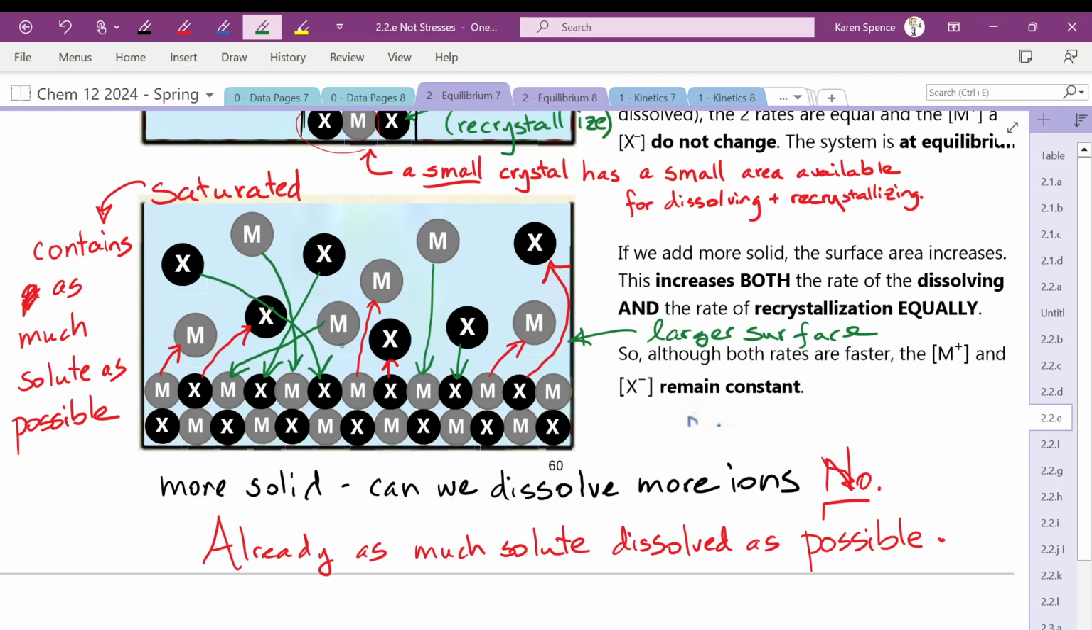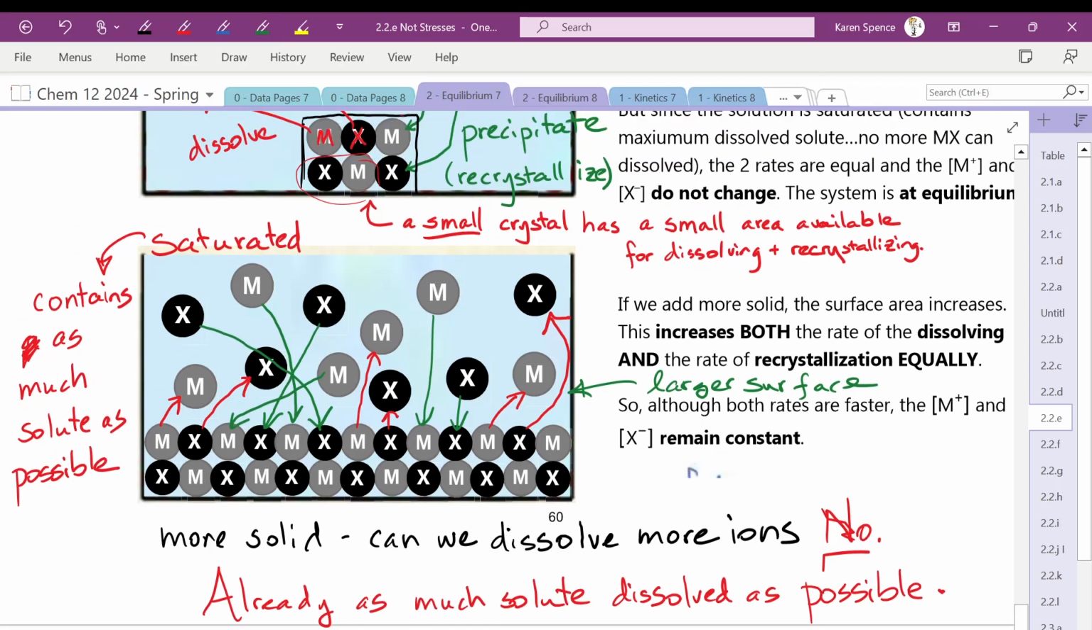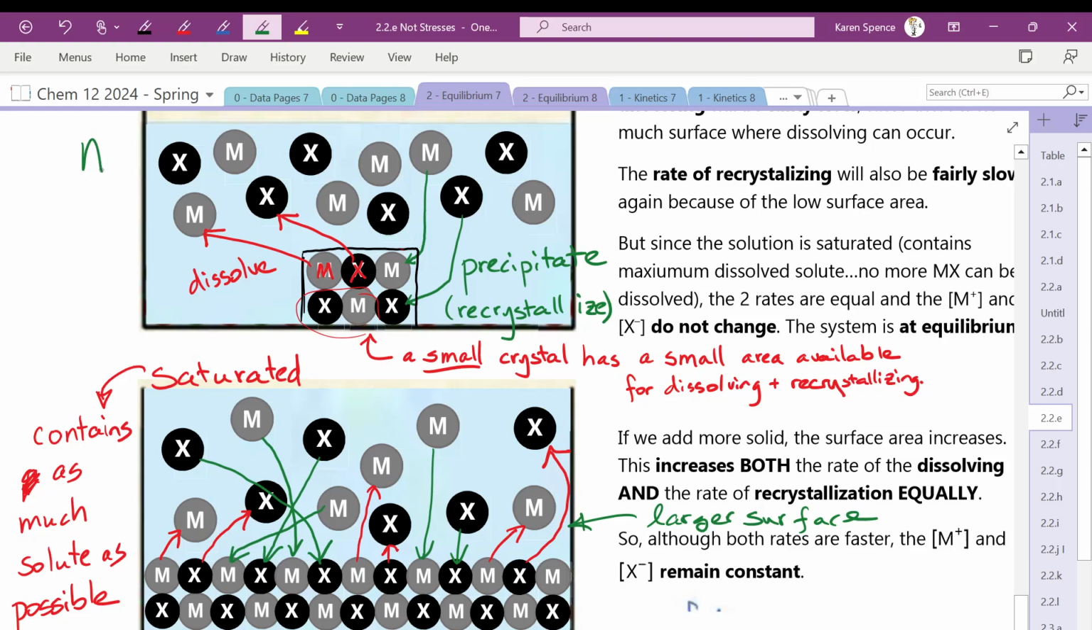So what has happened to the rate of dissolving compared with diagram A? Here's diagram A, here's diagram B. What can you say about the rate of dissolving in diagram B? Remember, the red arrows are the rate of dissolving. How many red arrows in diagram A? 2. So the rate is 2. How many red arrows in diagram B? 6. So the rate is 6.